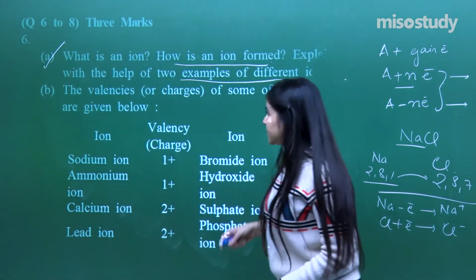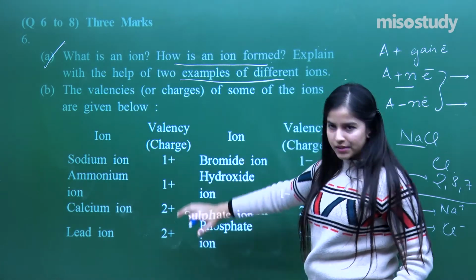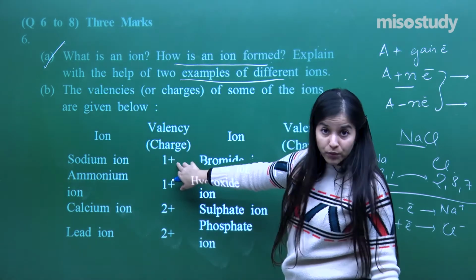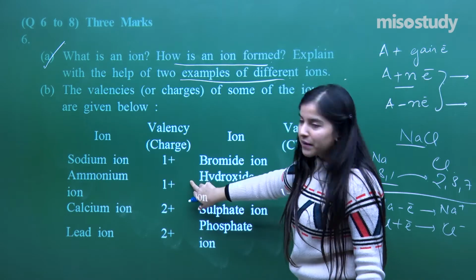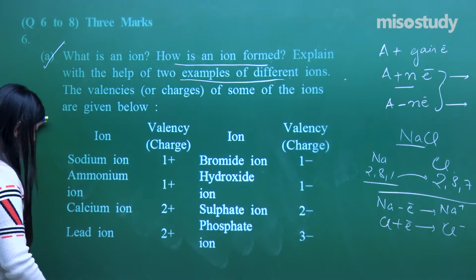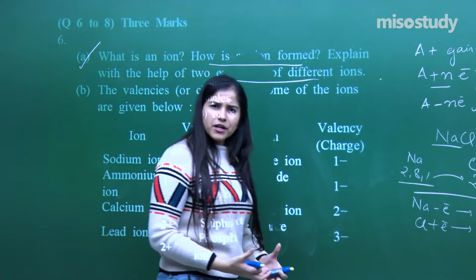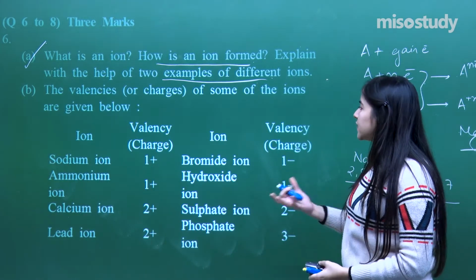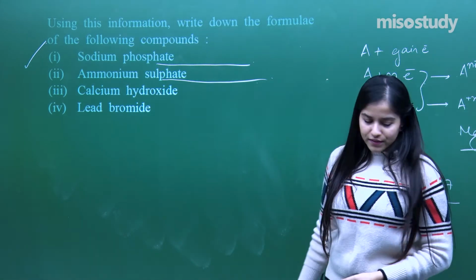Got it? Now, the valencies or the charges of some of the ions are given. Study this data. Sodium ion is +1, which we know, we just formed it. Ammonium ion is +1, calcium ion is +2, lead is +2. So what is the purpose of giving this particular data? Let us check the question first. What do they actually need from us? Using this information, write down the formula of the following compounds.